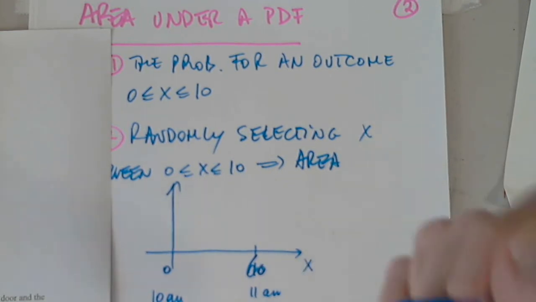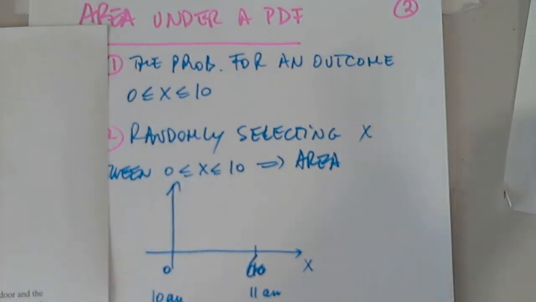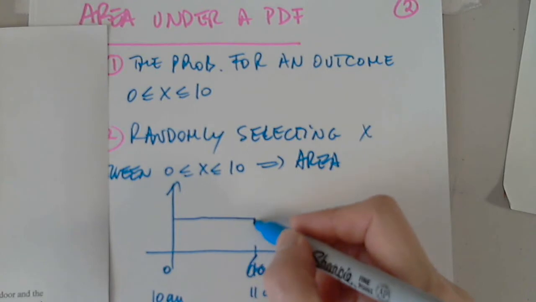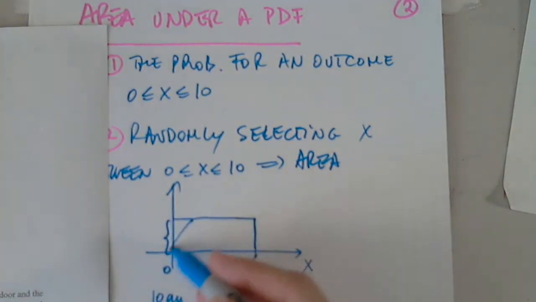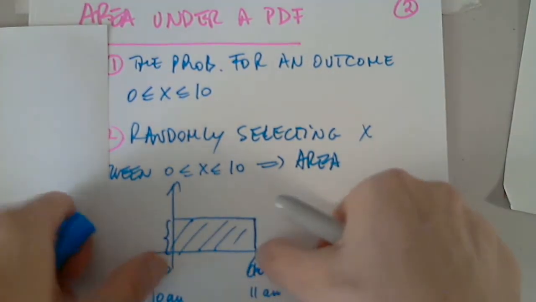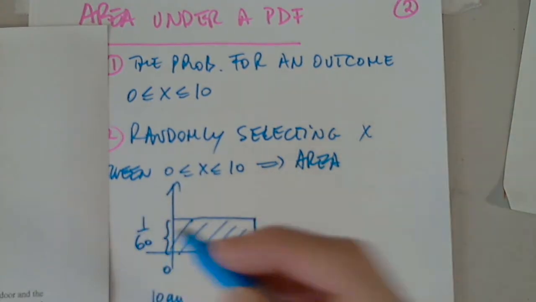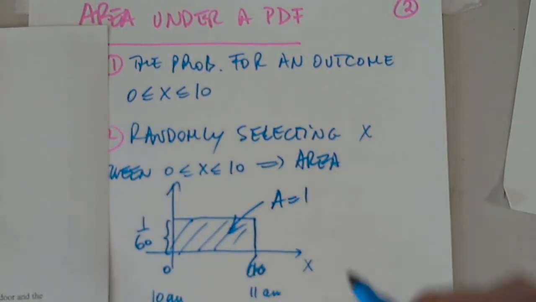So this is time in minutes. And the same figure that I have over there, the area must be 1. If this is 60, this must be 1 over 60, so the area equals 1.